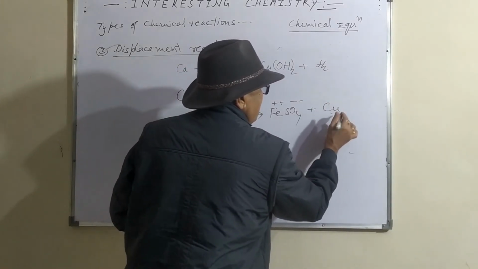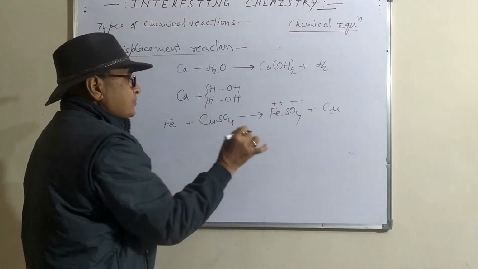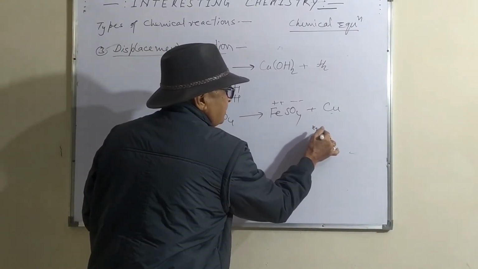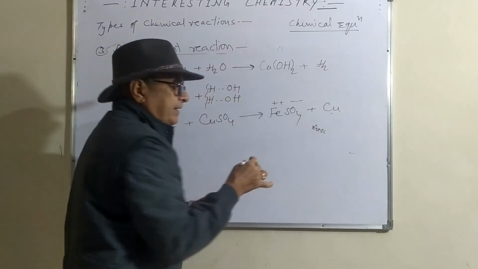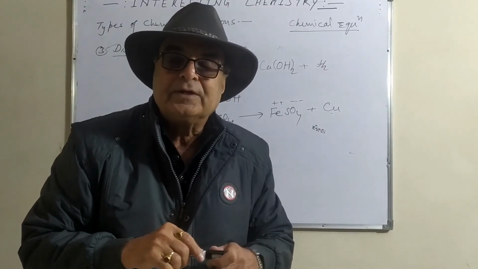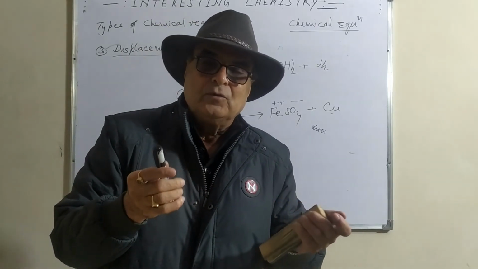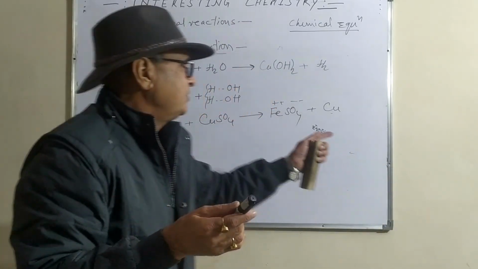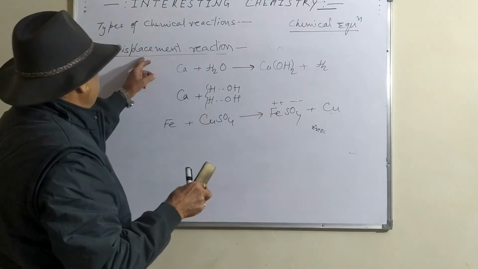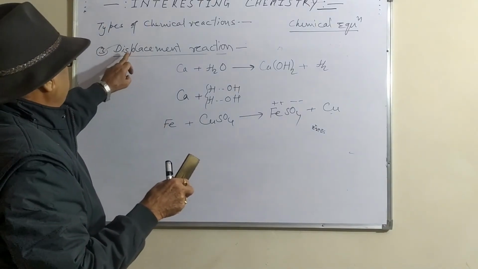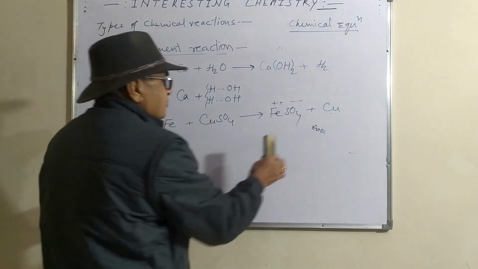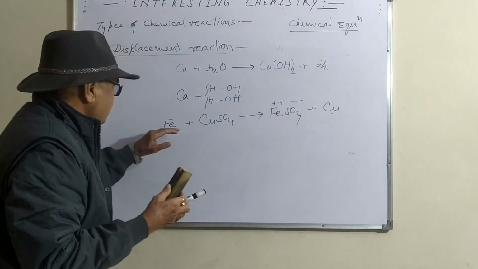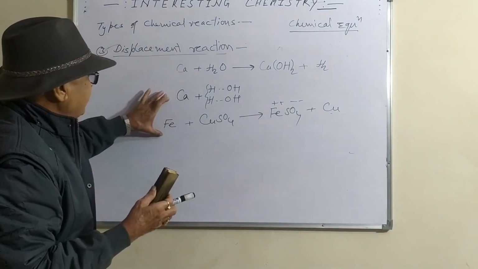This Cu will be deposited on the iron nails. So the color of the iron nails will change, and we will see the color of the iron nails has changed. So this is also a displacement reaction. Here one thing you should know: the nature of this single element.